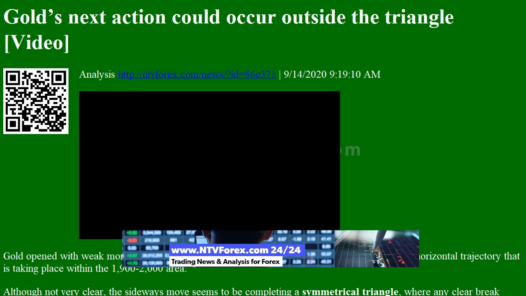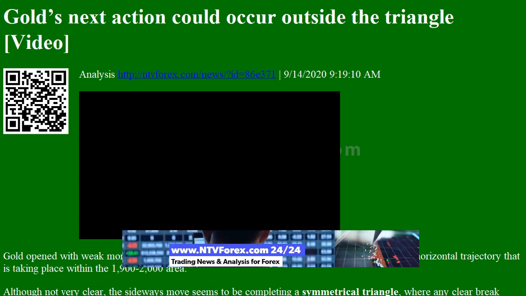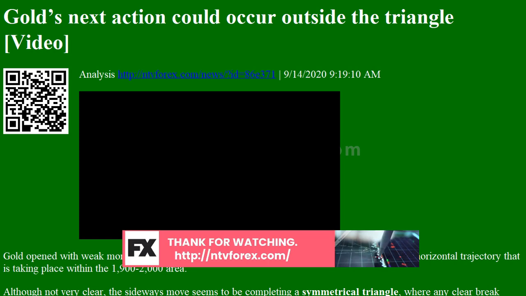Gold opened with weak momentum on Monday, showing little interest to exit the one-month-old horizontal trajectory that is taking place within the 1900-2000 area. Although not very clear, the sideways move seems to be completing a symmetrical triangle, where any clear break below or above it could determine the next direction in the market.